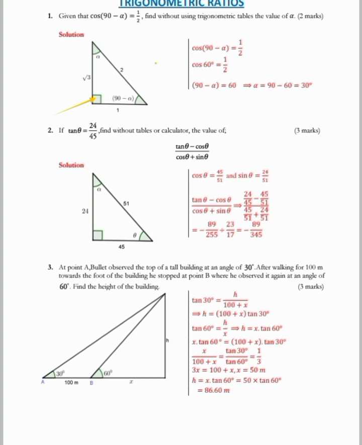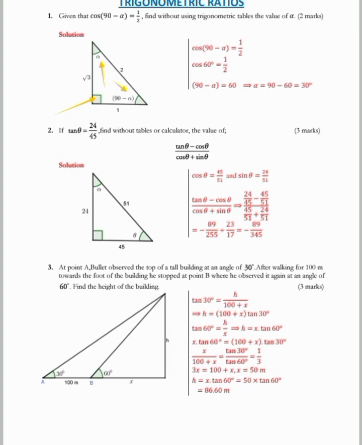Because the sum of angles of a triangle is 180 degrees, the angle here is alpha, and the angle below here is 90. If this is alpha, this angle is 90 minus alpha, because the two angles add up to 90 degrees, plus the 90, which makes up 180 degrees.